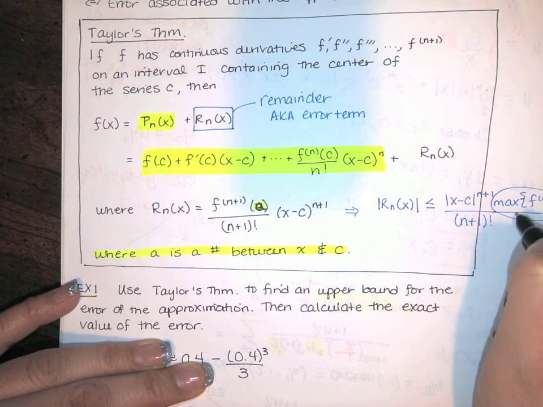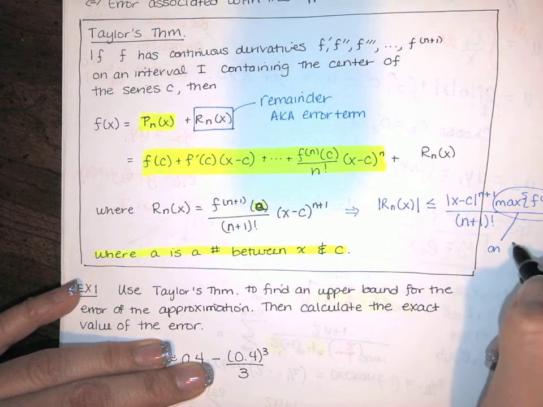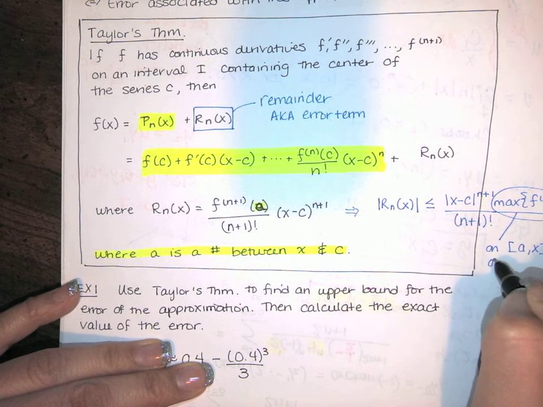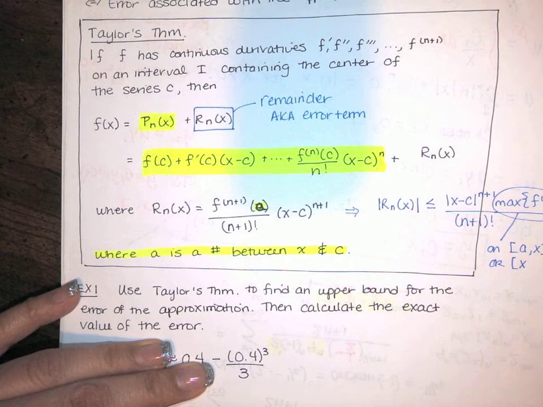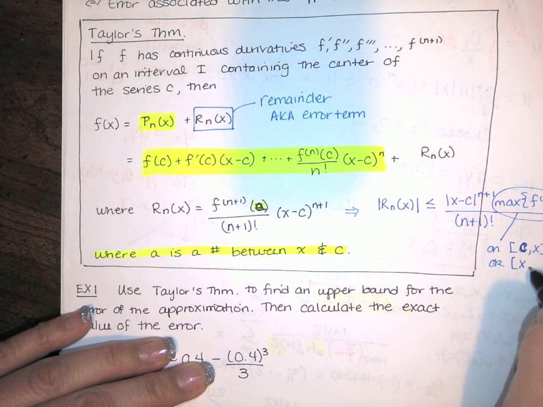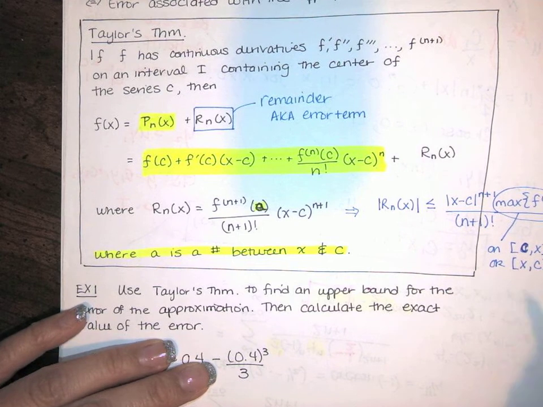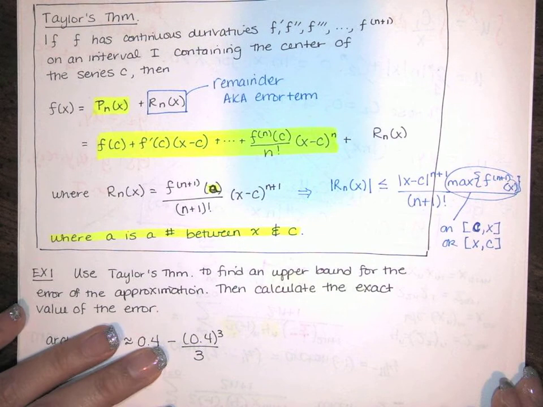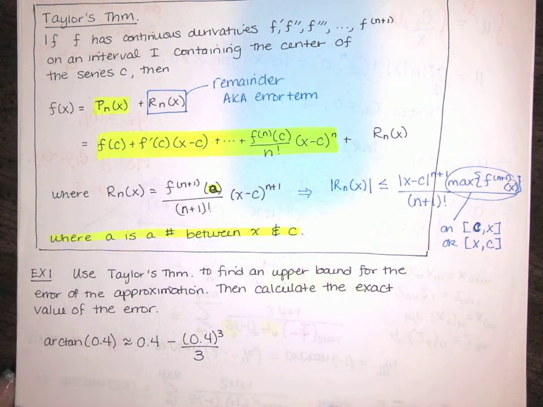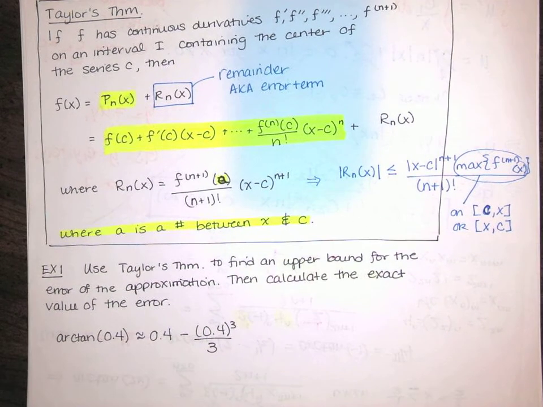And this is the maximum on the interval from c to x, or from x to c, depending on whether c is to the left or to the right of the x value where we're approximating our function. So let's work a couple of examples.